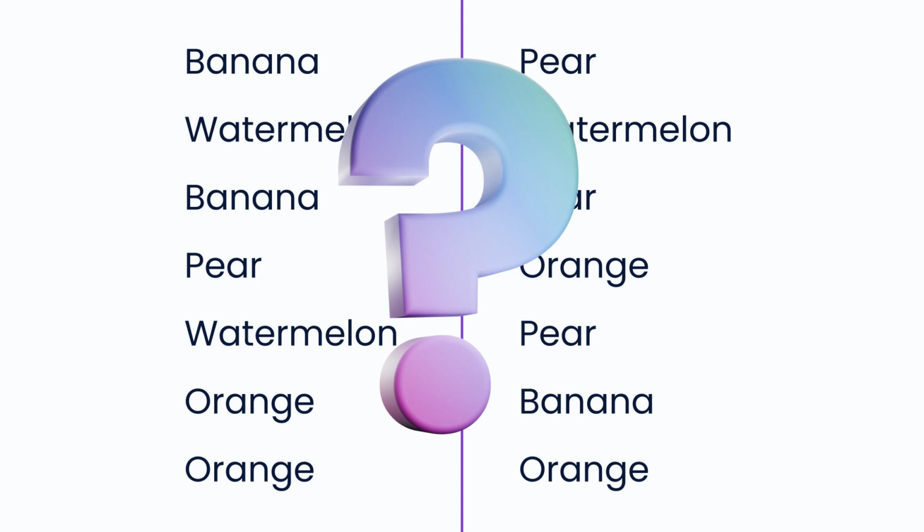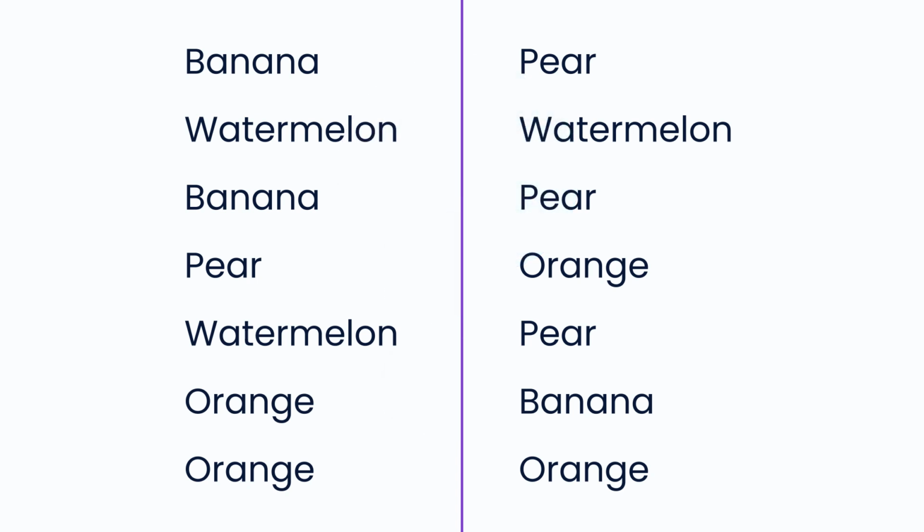In order to organize a list, you must use categories which cover all the different observations. Each observation should only belong to exactly one category. In this list, the categories are banana, watermelon, pear, and orange. It's often wise to highlight the different observations by category. This makes it much easier to find the frequency for each.